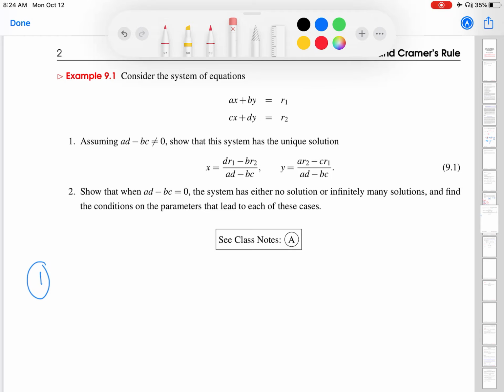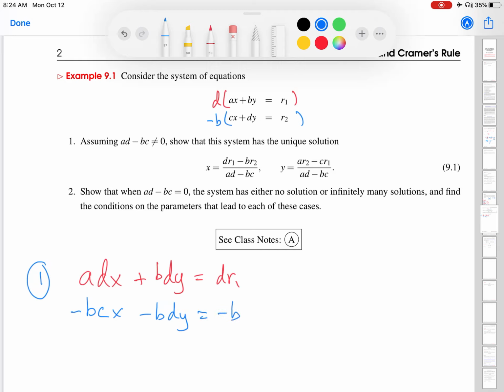So first thing I'm going to do is multiply this first equation by d, the number d, this one down here. And then I'm going to multiply the second equation by the number minus b, like this number, except with a minus sign in front of it. All right, so what's going to happen? So the first equation becomes adx plus bdy equals dr1. The second equation becomes minus bcx minus bdy equals minus br2.